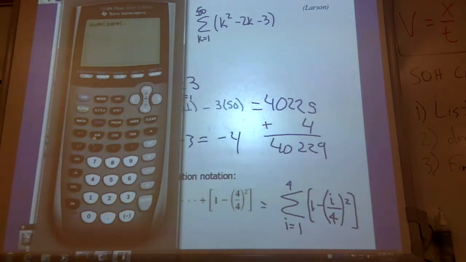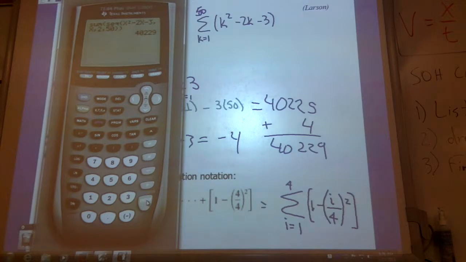Sum of the sequence of k squared minus 2k minus 3 with respect to k, telling it my variable is k, comma from 2 to 50, and then close the parentheses. Bam. Beautiful. Simple as that.